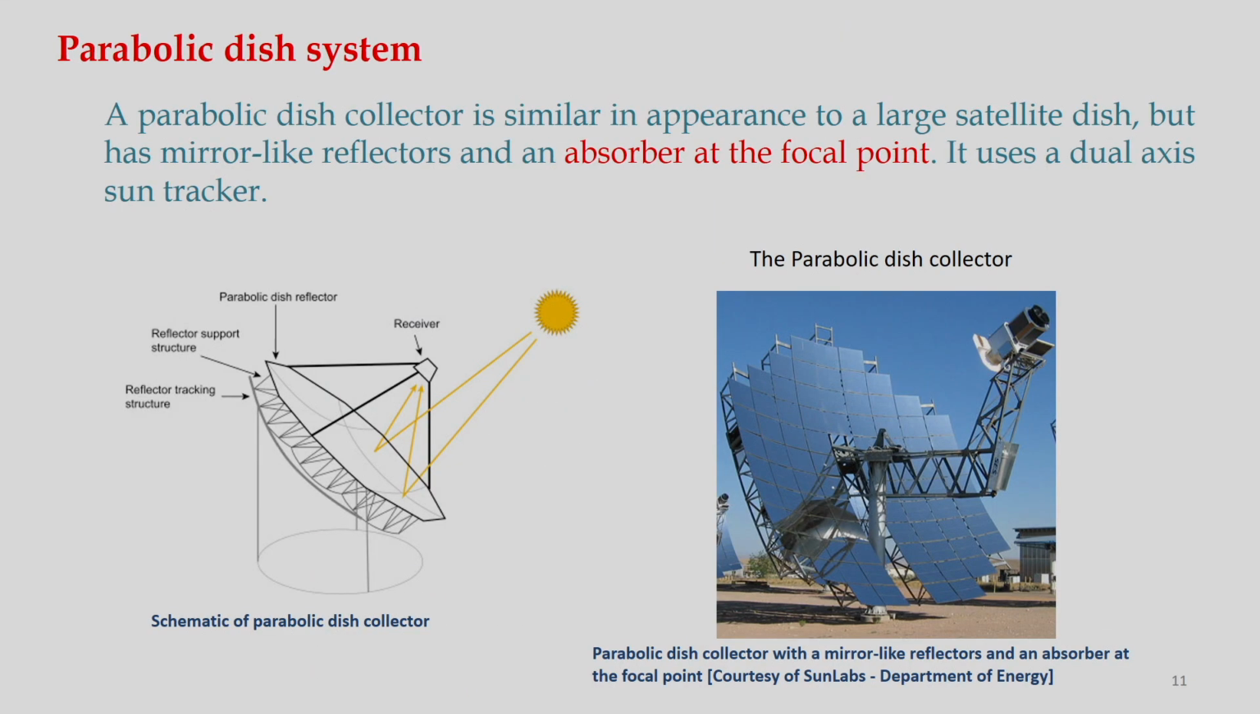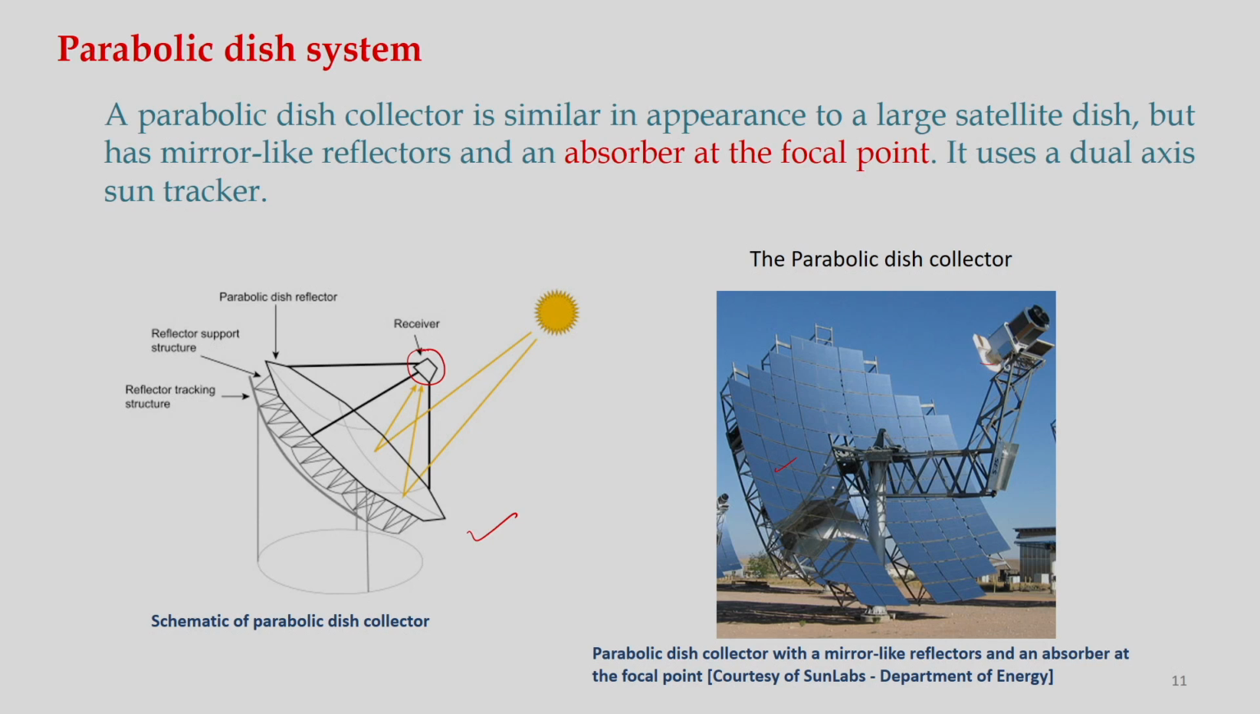So this parabolic dish collector is similar in appearance to a large satellite dish as you can see here, but has mirror like reflectors. So these are the mirrors. Okay. So what you can see in this picture, these are mirror like reflectors and an absorber at the focal point. So this is the absorber here, or receiver here. Okay. So of course it has to use dual axis tracking.